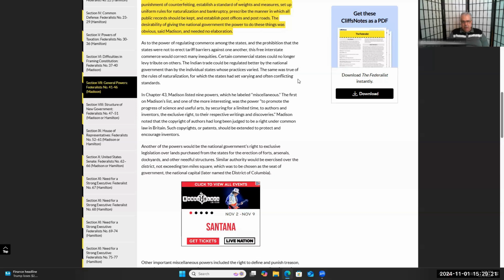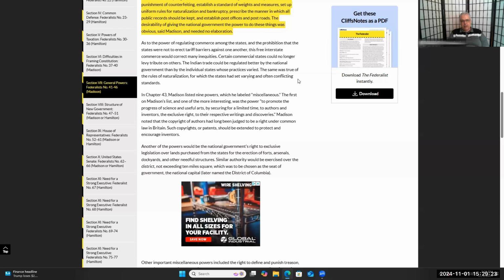The Indian trade could be regulated better by the national government than by the individual states whose practices varied. See? So you need something that's unified. The more complexity that you add to something, the more it bogs things down, slows things down, makes it less efficient. Great deficiencies begin to crop up, right?